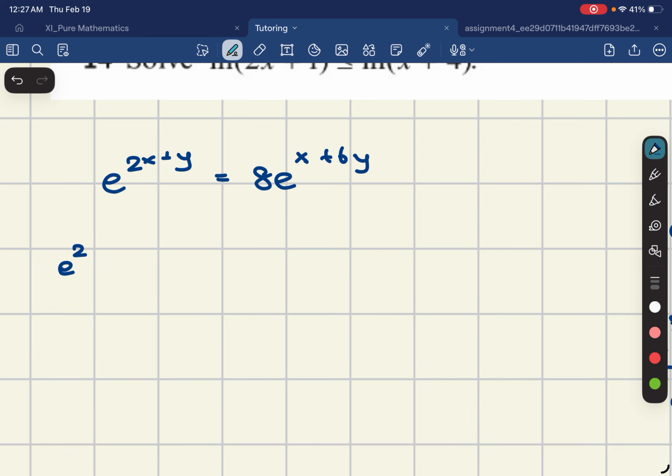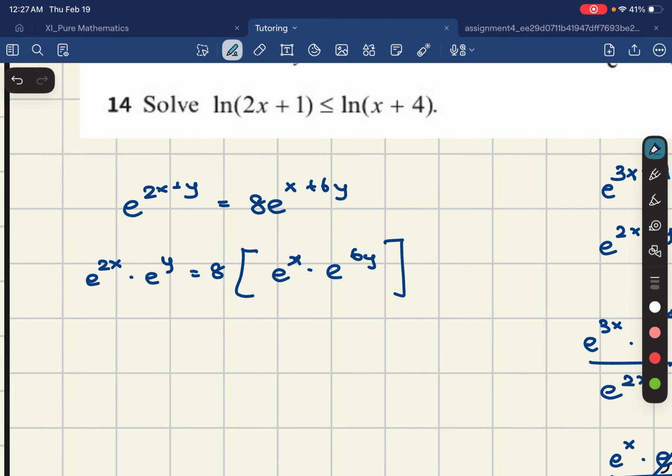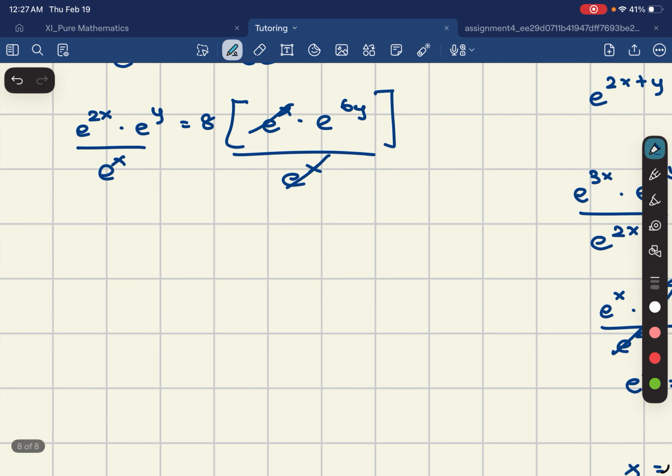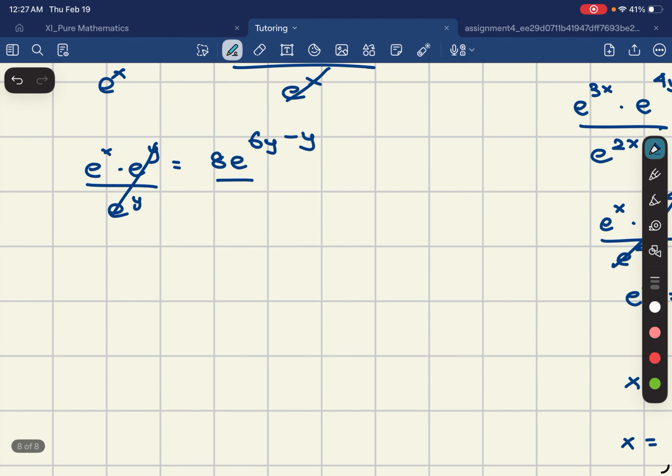So I know that this is e to the power 2x times e to the power y, and on the right hand side we have e to the power x times e to the power 6y. And now I can divide by e to the power x on both sides. So these cancel out and I get e to the power 2x minus x. That is going to give me e to the power x times e to the power y is equal to 8e to the power 6y. And if I divide by e to the power y on both sides, then these cancel out and I get e to the power 5y. So I have 8e to the power 5y.